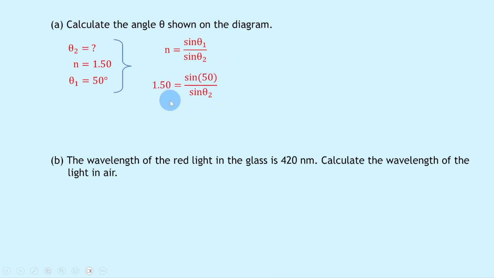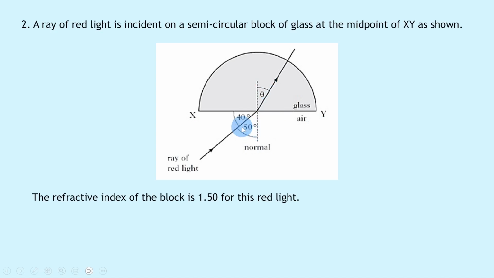Substituting in the numbers gives 1.50 equals sin 50 over sin of θ2, and then rearranging for sin θ2 we can swap these two terms, so we get sin θ2 equals sin 50 divided by 1.5, and putting that into your calculator should give you a value for sin θ2 of 0.510 and so on. Then keeping those digits in your calculator and doing inverse sine or shift sine, you should get a value for θ2 of 31 degrees. And a quick check is to look at the diagram, so you can see you get 50 degrees for the angle of incidence and then a smaller angle for the angle of refraction, so it makes sense that we found a value smaller than 50 degrees.